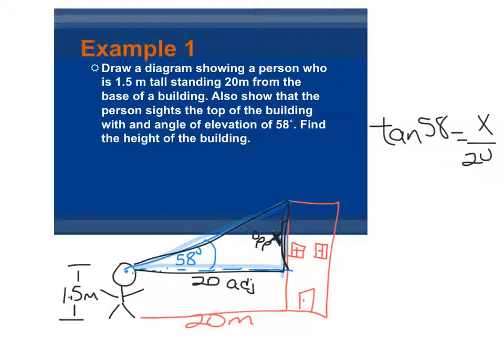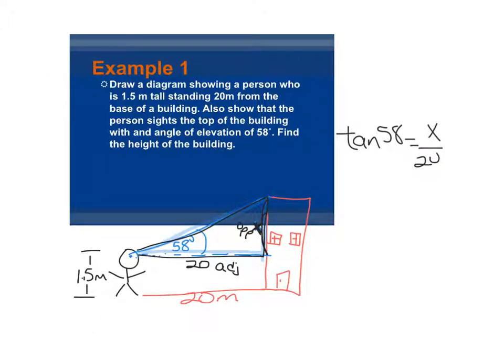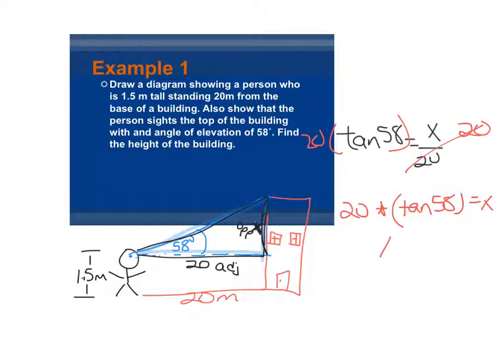And now I'm going to solve that. To solve that, I'm going to multiply both sides by 20. So in my calculator, I'm going to do 20 times tan 58, and I get x equals 32.